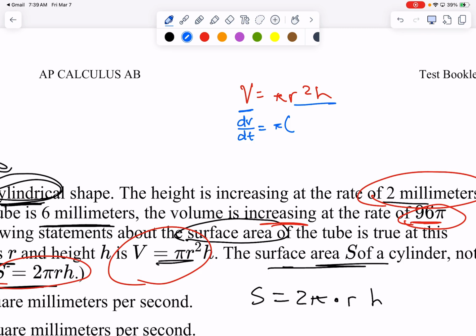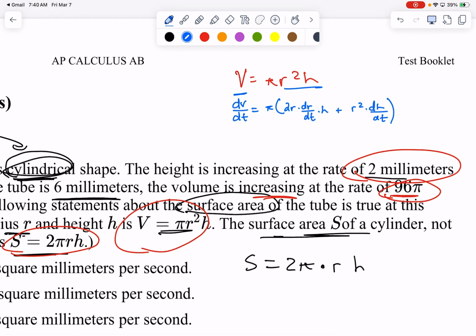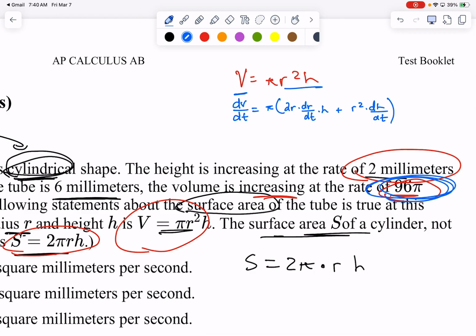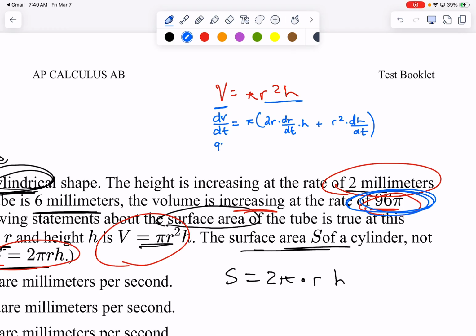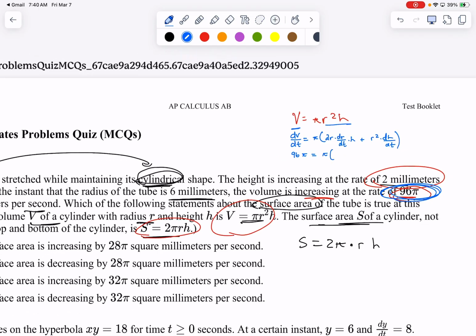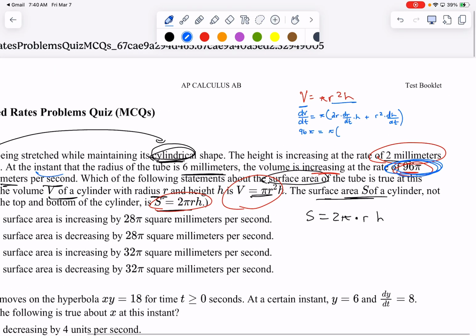Product rule. So you're going to have 2r times dr/dt times h plus r squared times dh/dt. Now I can plug in what I know. I happen to know the volume's changing at a rate of 96 cubic millimeters per second. So that's your 96. Is it just 96 or 96 pi? 96 pi. That'll be nice because then I can get rid of the pi's. Okay.